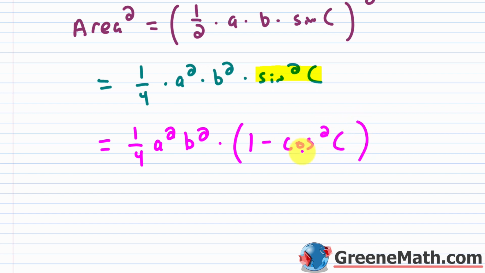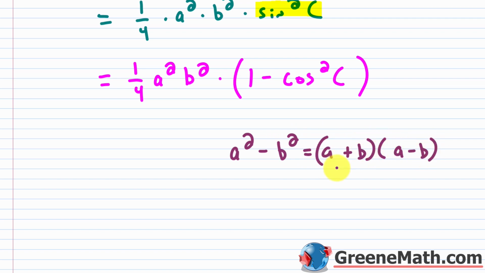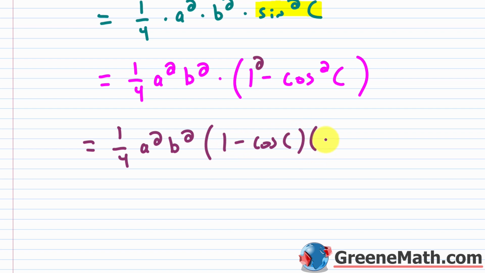Now, what we're going to do from here is use our difference of squares formula to factor this. Remember, if you have A squared minus B squared, this is A plus B, this quantity, times the quantity A minus B like this. So this is going to factor because you can think about this as 1 squared, right? 1 squared is just 1. So let's go ahead and say that this is going to be 1/4 times A squared times B squared, and then times the quantity 1 minus the cosine of C, and then times the quantity 1 plus the cosine of C. So hopefully you're with me. All I did was factor this into this.